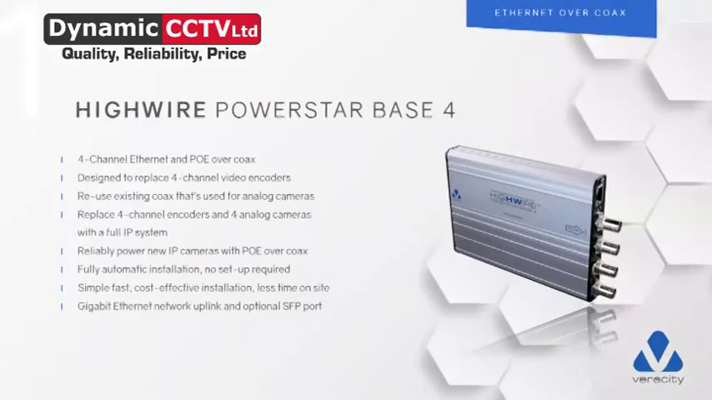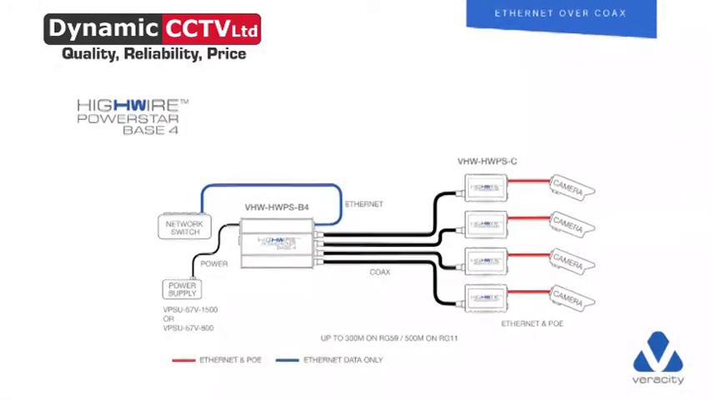So again, critical in most instances. So that swiftly moves us into our Powerstar Base 4. What we can do here, you can use this as an encoder replacement kit. But before I start talking about this, just let me move into the diagram so you can see how it fits. This is a great product. We do 2 flavors of this, a 4 and an 8, so base 4, base 8, which I'm going to show you in a second.